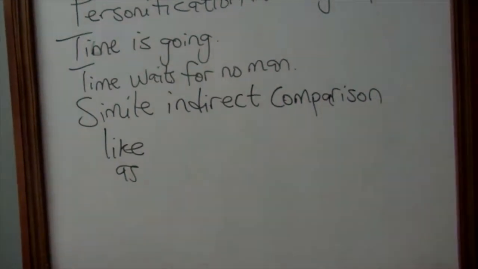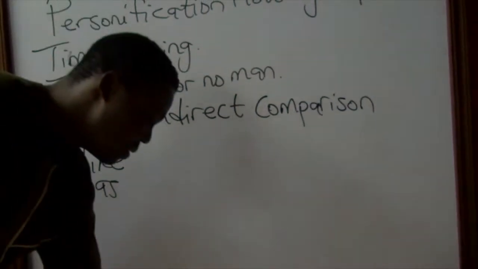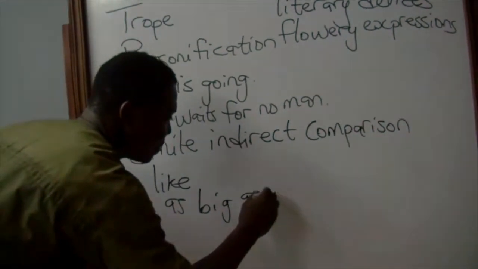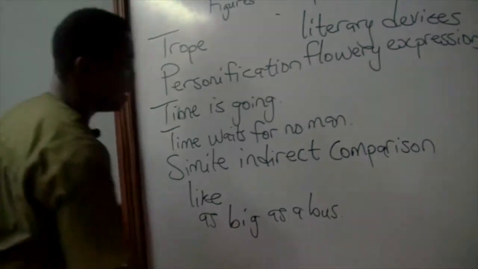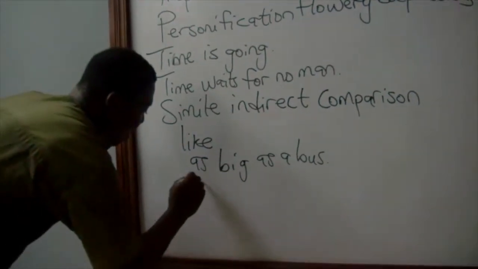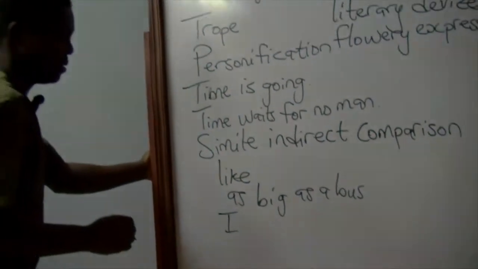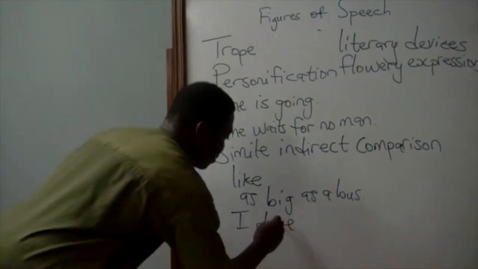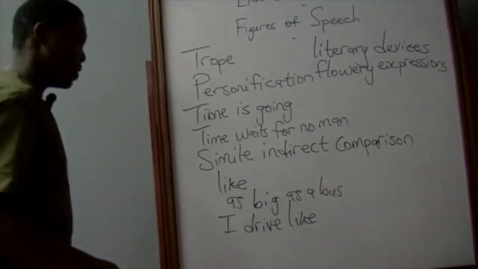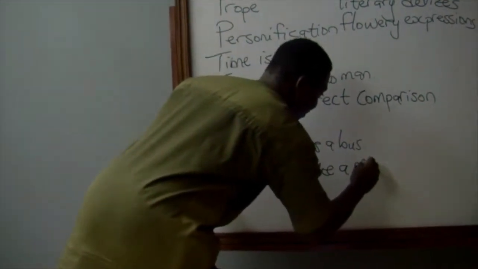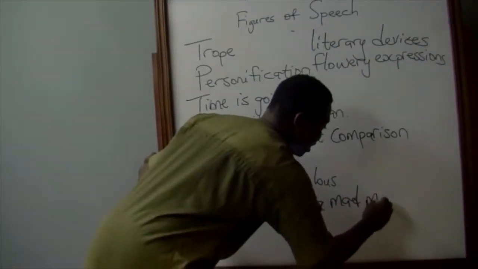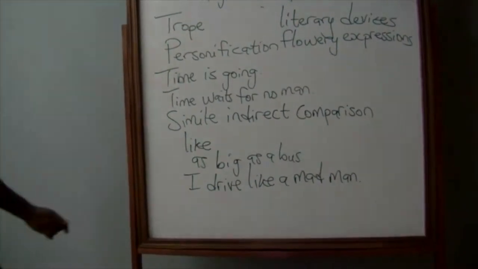You can say, as big as a bus. And you can also say, I drive like a madman. That suggests that a madman drives without senses. I drive like a madman. And so on and so forth.